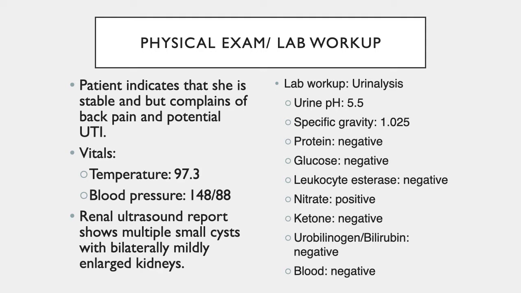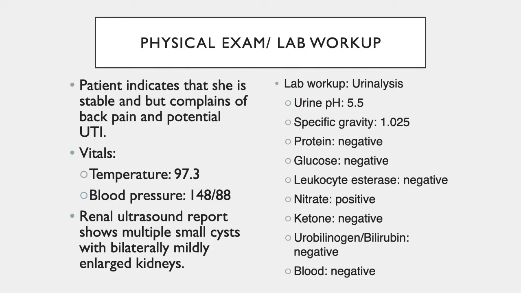At the time of her visit, Mrs. WT states that she has been and currently feels stable, but would like to report her back pain and potential UTI. She has a normal temperature of 97.3 degrees and a blood pressure of 148 over 88. Considering a normal blood pressure is typically 120 or less systolic and 80 or less diastolic, Mrs. WT's blood pressure of 148 over 88 is concerning as it may be classified as stage 2 hypertensive.